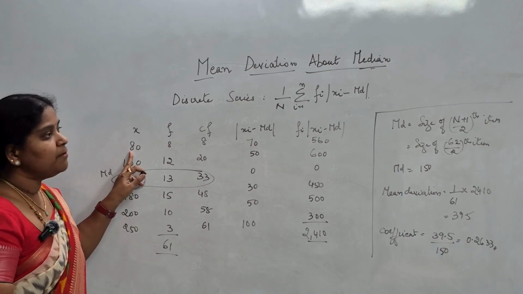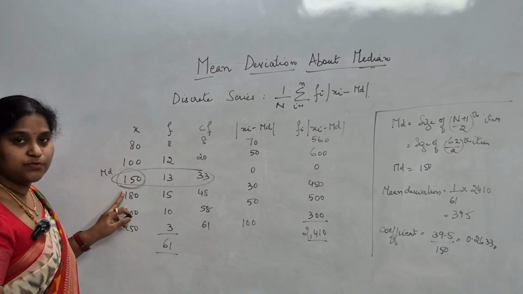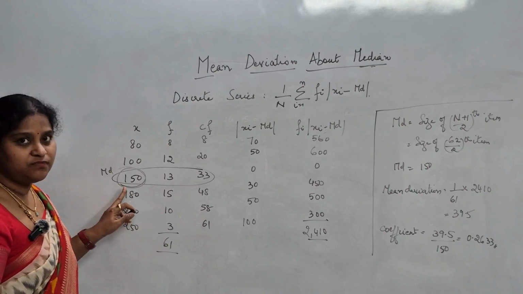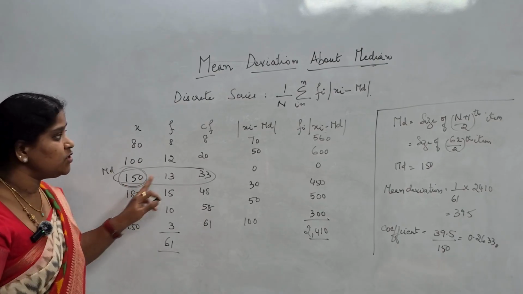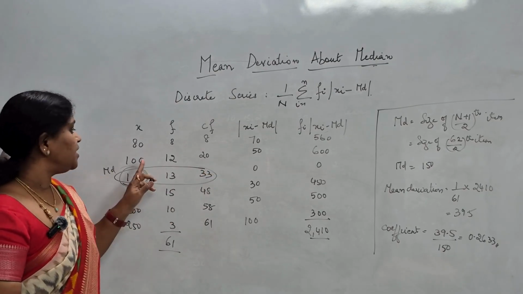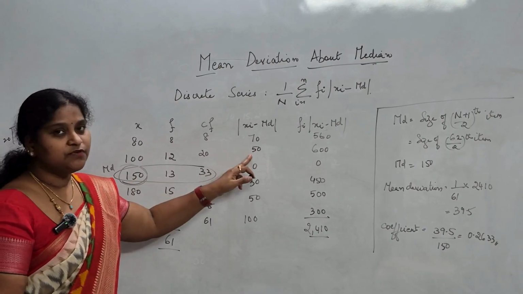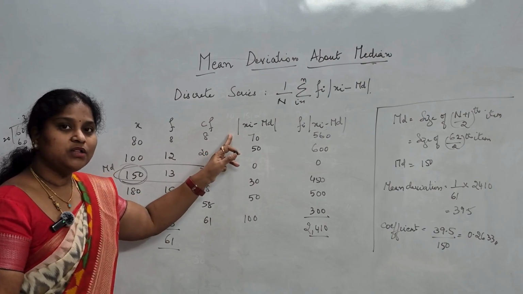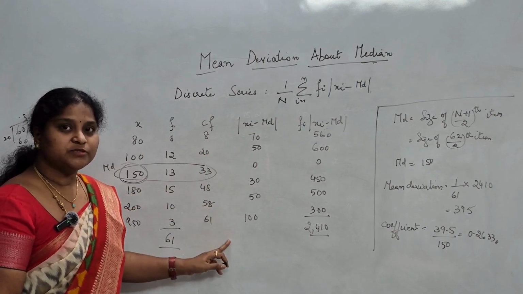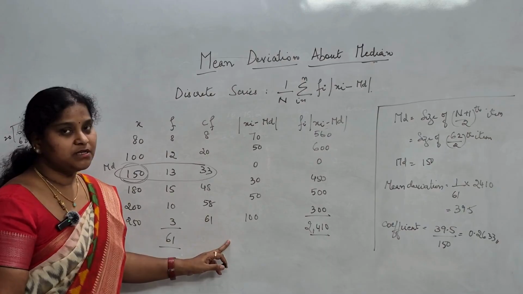So 80 minus, the median value is 150, so 80 minus 150 is minus 70. Its absolute value is 70. Similarly, 100 minus 150 is minus 50 and the modulus value is 50. So we'll represent all the values of this column as modulus of xi minus median.